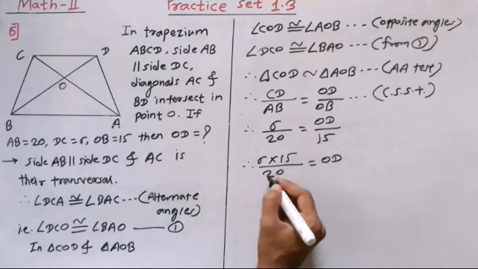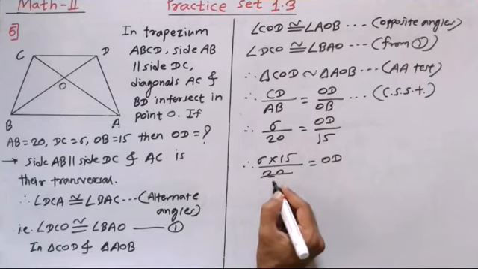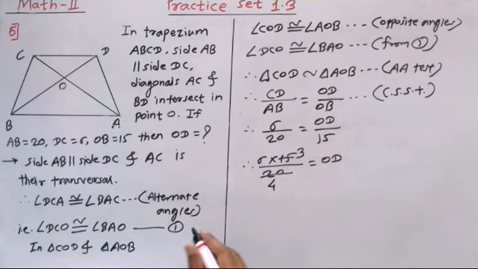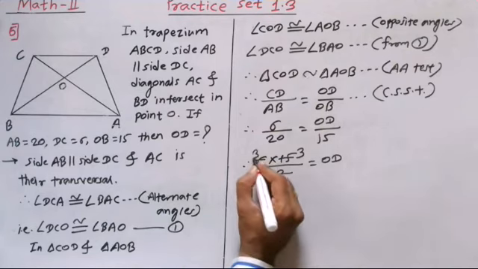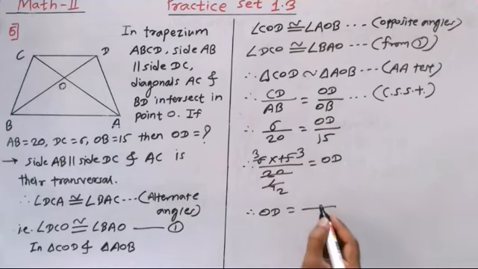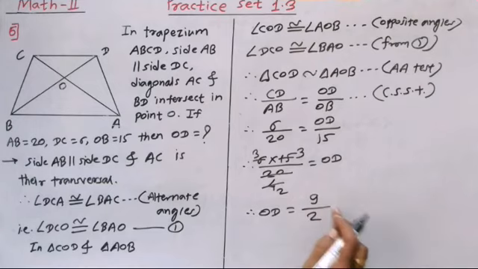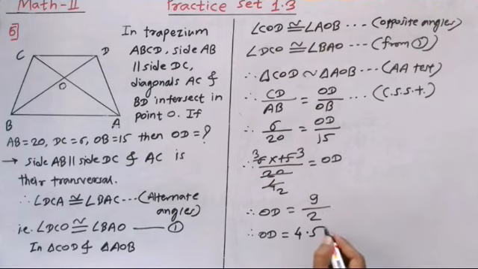So let us divide these two numbers first. Both are divisible by 5. 5 4s are 20, 5 3s are 15. Now these two numbers are again divisible by 2. 2 2s are 4, 2 3s are 6. What remains here? OD is equal to 3 into 3 is 9 upon 2. If this 9 is divided by 2, we get OD is equal to 2 4s are 8, remains 1. If point is taken here, 1 becomes 10 and 2 5s are 10. So this is the length of the OD, 4.5.